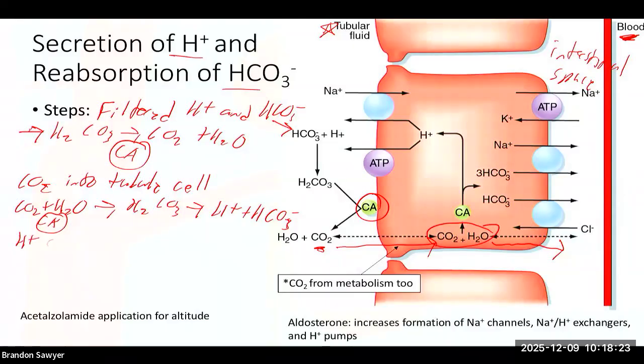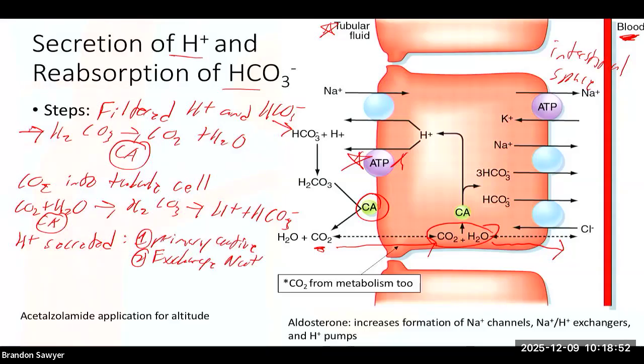So hydrogen is secreted via two primary mechanisms. It could be just primary active transport. All right, that one's shown here. We see the ATP being used to pump hydrogen into the filtrate. So that'd be primary active transport, or we can do that in exchange for sodium. All right, we see that one right here. Sodium proton exchanger.